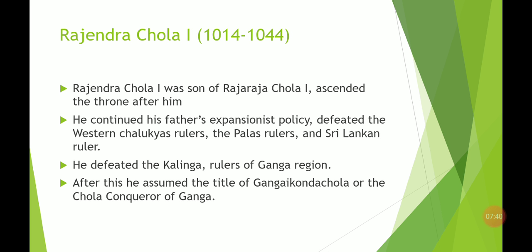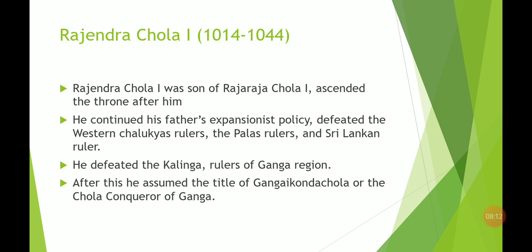Also, he defeated Kalinga, the Odisha part, and the ruler of the Ganga region. This means that the areas that belong to the Ganga river were also conquered by Rajendra Chol. So he came from the south and started annexing the northern part also. After conquering all those areas, he reached up to the river Ganga, as I said.